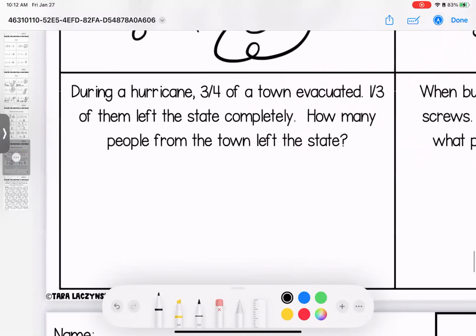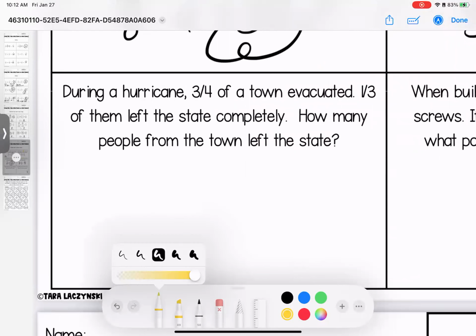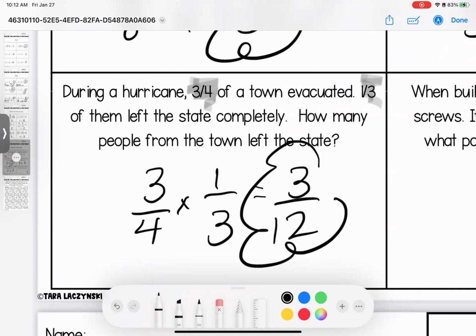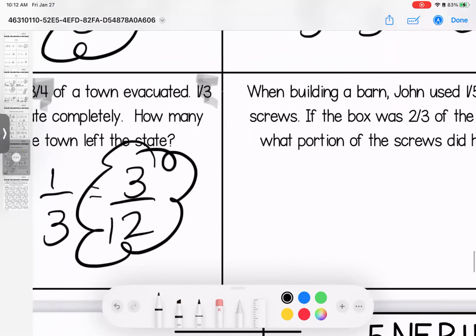Two more. During a hurricane, 3/4 of the town evacuated, and 1/3 of them left the state completely. How many of the people left the state? 3/4 times 1/3. 3 times 1 is 3. 4 times 3 is 12. 3/12 left. If we simplified, this would be 1/4, just for my friends who like to practice the simplifying.